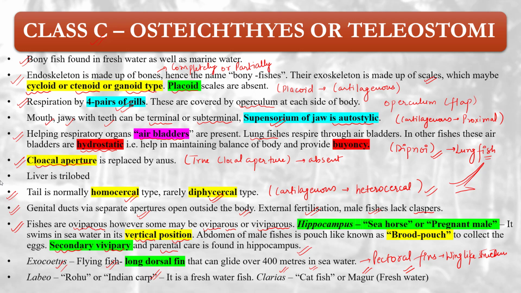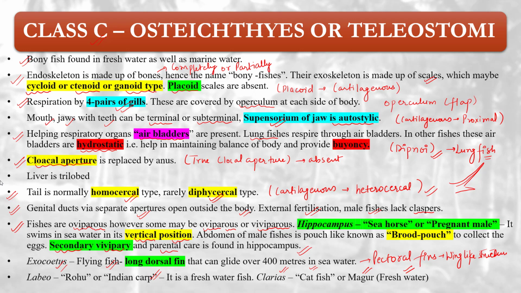The scales on the body are either ctenoid, cycloid, or ganoid type. Placoid scales are absent, right? Respiration is through 4 pairs of gills, but in cartilaginous fishes, around 5 to 7 pairs of gills are present. Operculum is present in bony fishes, while in cartilaginous fishes the operculum is absent, although there are some exceptions where it is present.